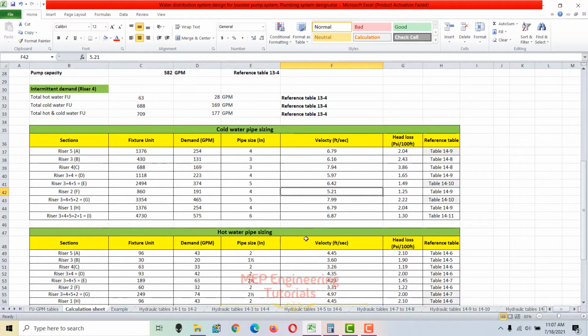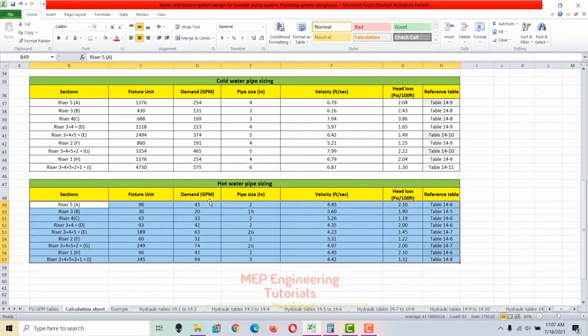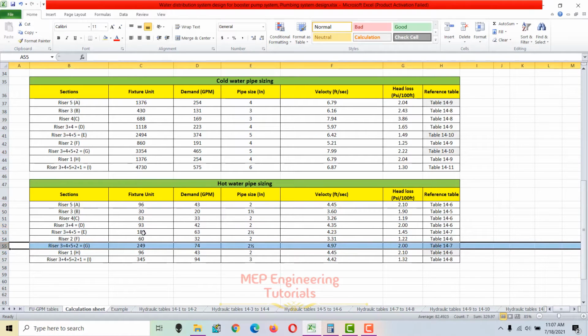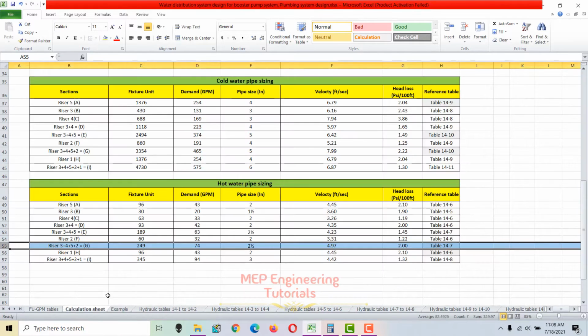Now in the same way you have to calculate the pipe sizes for other sections. Now let's check the hot water pipe sizing, how you will calculate the hot water supply pipe size. Let's take one example. We are going to calculate the hot water pipe size for section G. This is section G, and the hot water supply fixture units at section G are 249.